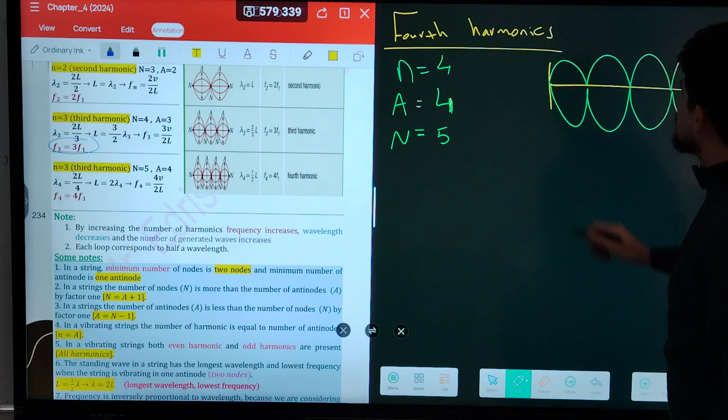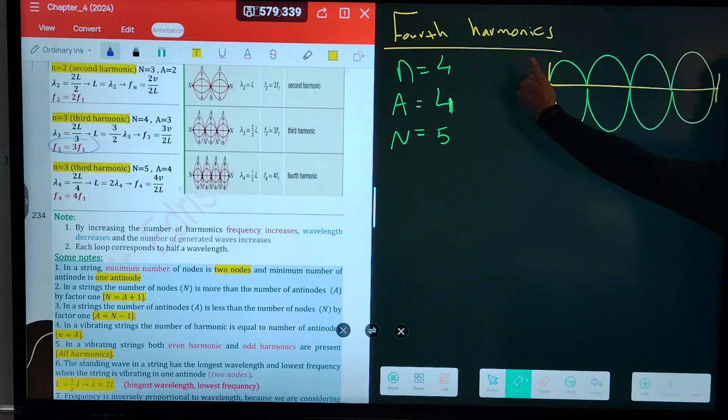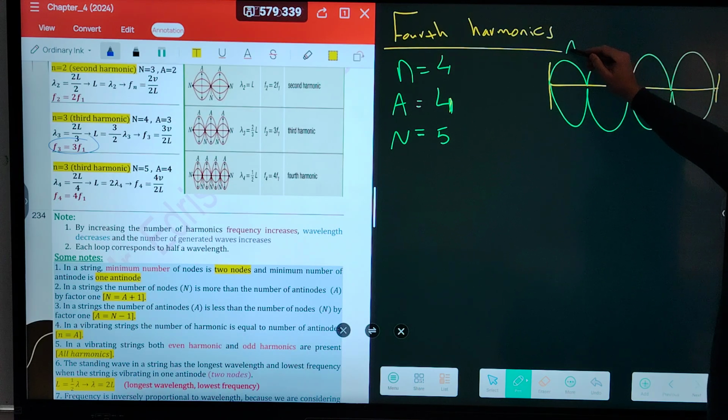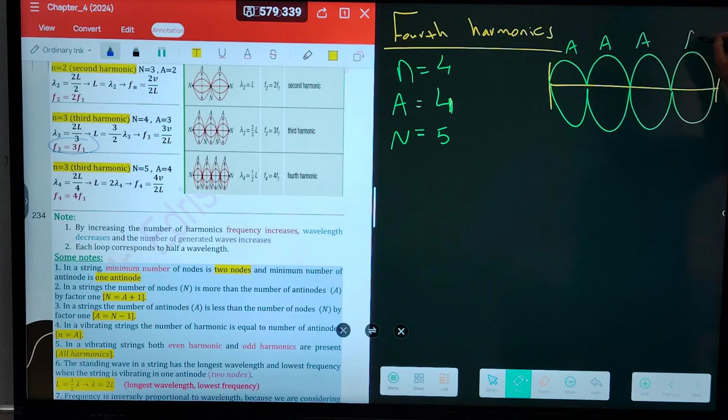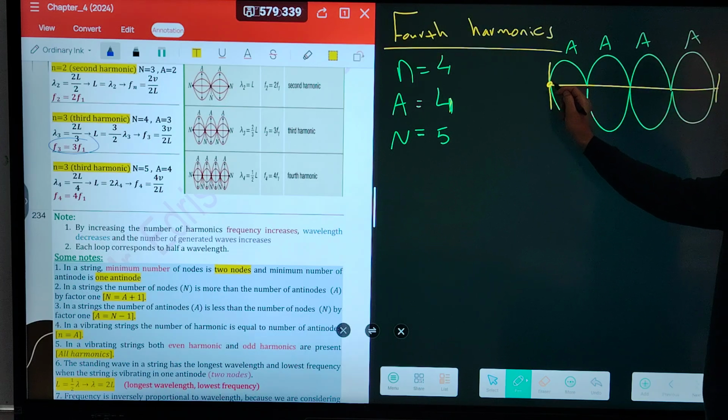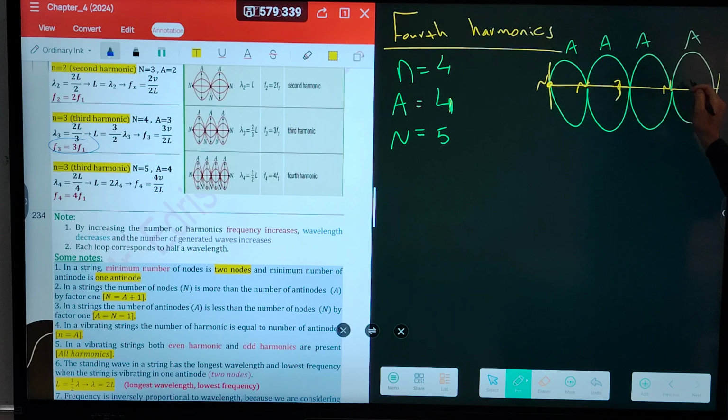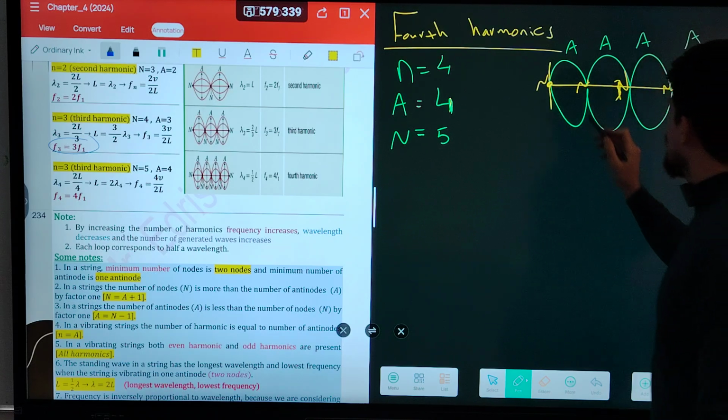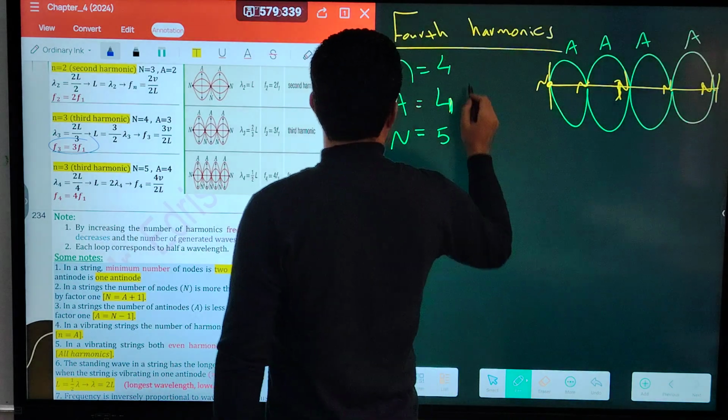The standing wave, because it's fixed at both ends, the incident wave is reflected by this end because it is fixed. Okay? These two ends are fixed. We have 4 antinodes, 1, 2, 3, 4, and 5 nodes, 1, 2, 3, 4, 5. Okay? 1, 2, 3, 4, 5 nodes.